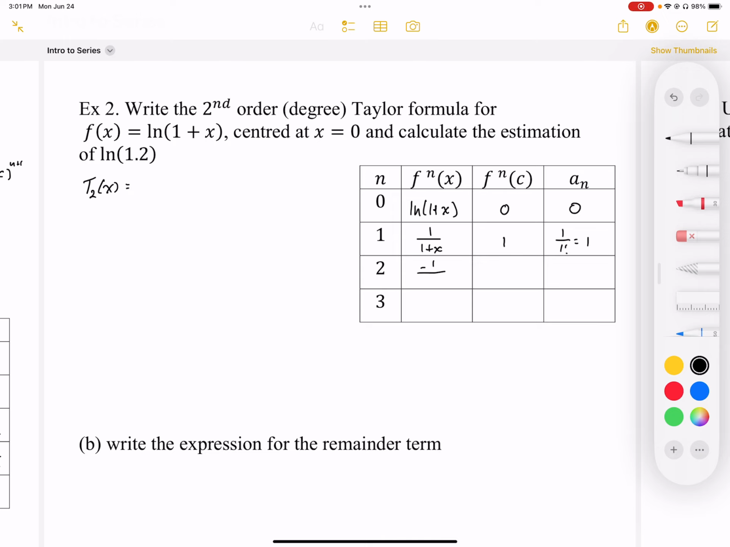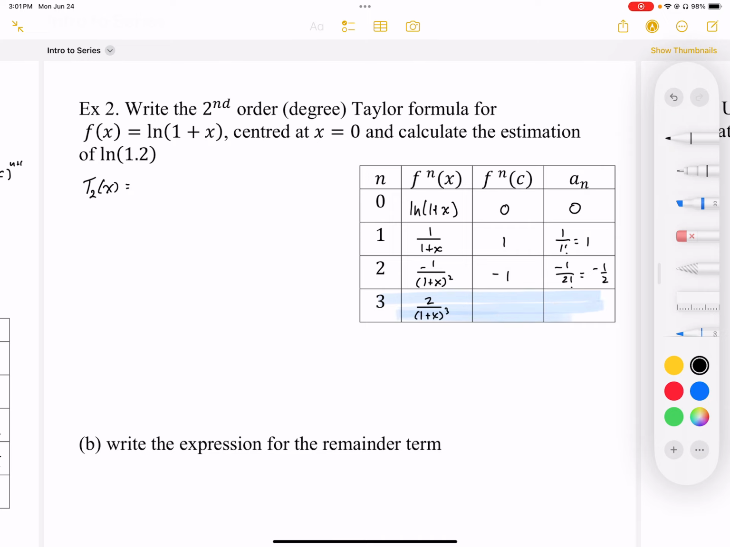Our second derivative is going to be negative 1 over 1 plus x to the power 2. And when we evaluate at 0, I end up with negative 1. So I end up with negative 1 over 2 factorial, which is equal to negative 1 over 2. And then the third, this is going to be our estimation term, or our remainder term, 1 plus x cubed. Okay, so I'm just going to highlight that this is going to be my r of x term here.